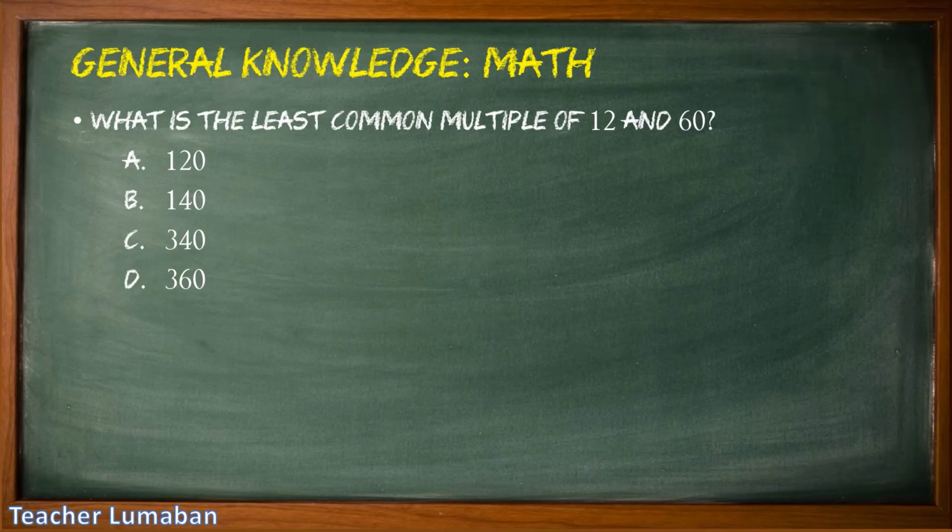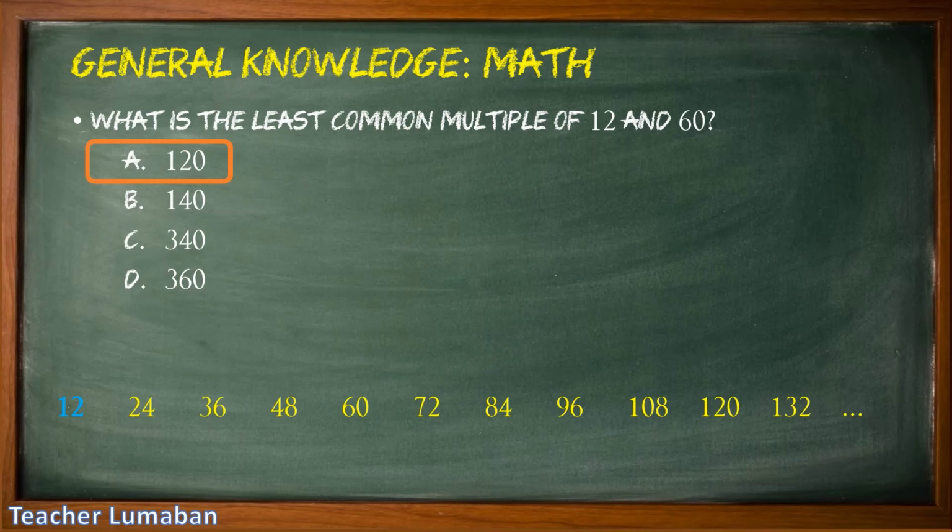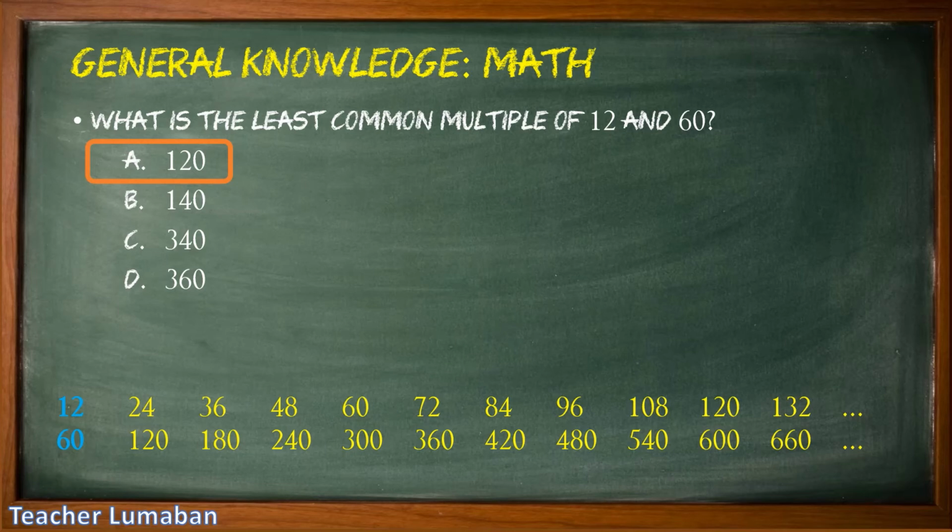The correct answer is letter A, 120. The least common multiple of 12 and 60 is 120. To get the least common multiple, first, write all the multiples of 12 and 60. Then search for the least or the lowest shared multiple of 12 and 60. The least common multiple of 12 and 60 is 120. The tenth multiple of 12 and the second multiple of 60.